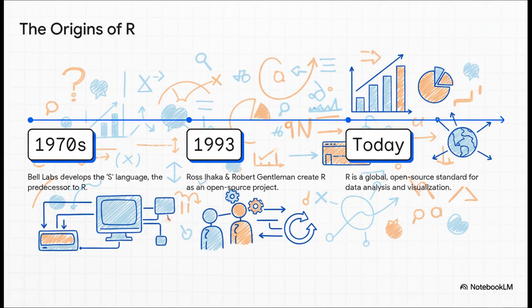And this isn't some new thing either. R has some seriously deep roots. It all started way back in the 70s at Bell Labs with a language called S. Fast forward to 1993, and these two guys, Ross Ihaka and Robert Gentleman, create R, an open source take on it. And today, it's basically the global standard if you're serious about data.